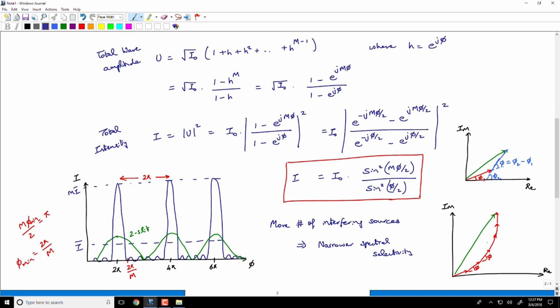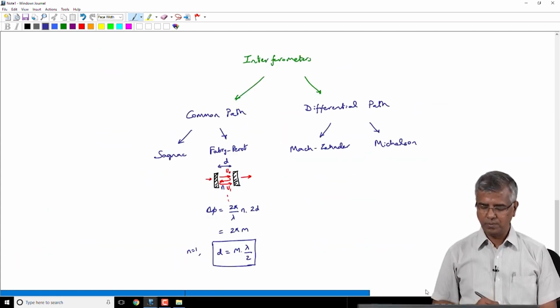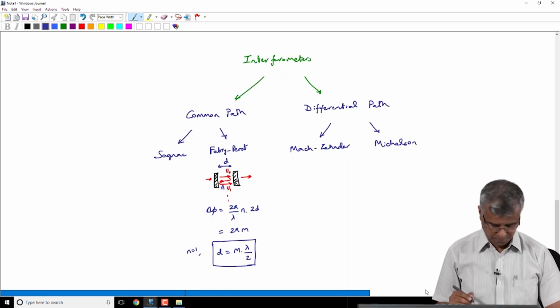So, it will turn around like this, but each of these arrows will be smaller and smaller. Upon successive bounces, it becomes smaller and smaller. So, your interference criteria may not be complete. When you talk about destructive interference, it may not be complete in that case. Okay. So, that is Fabry-Perot.